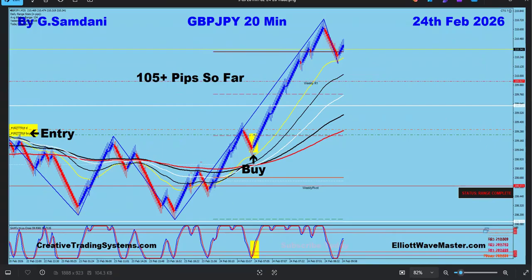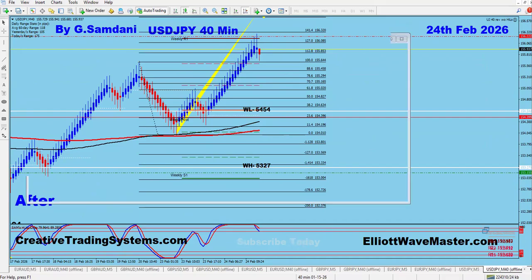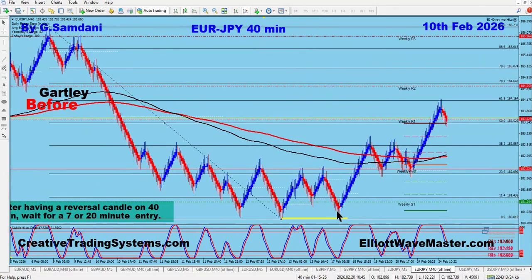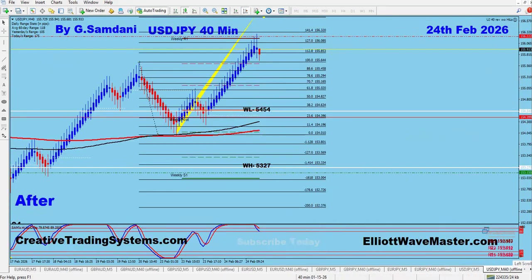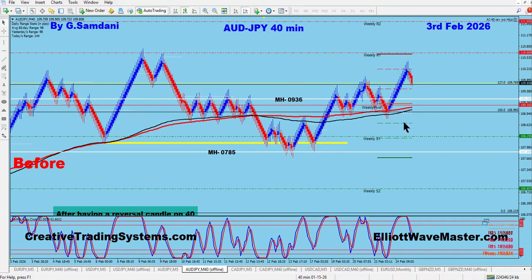All of these 40-minute charts, for example, my euro yen was doing the same thing. See, big move, A, B, C, sideways correction, boom. I don't know where the chart is, but yeah. So pound yen, exactly the same scenario here. This is USD yen I just showed you, and let me see where the heck is Aussie yen. Aussie yen was like this is the move, this is A, B, C. That's an expanded flat, which I explained in my yesterday's video.